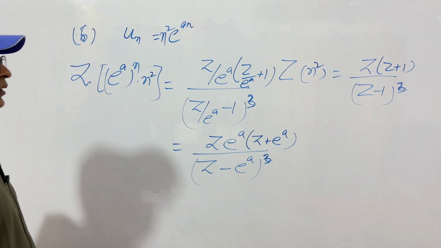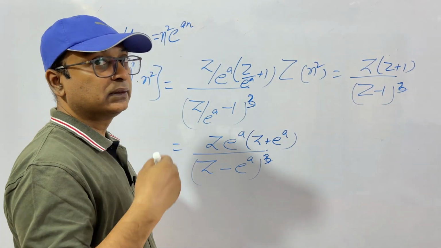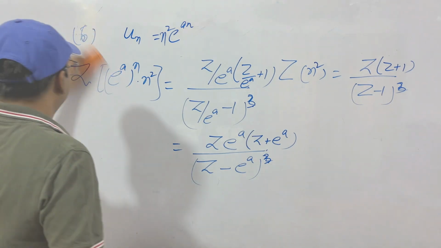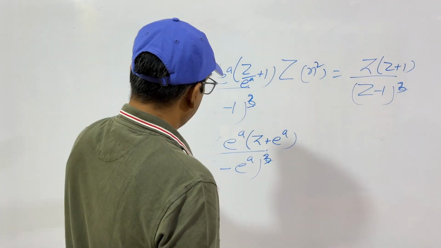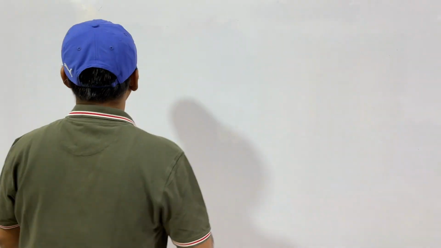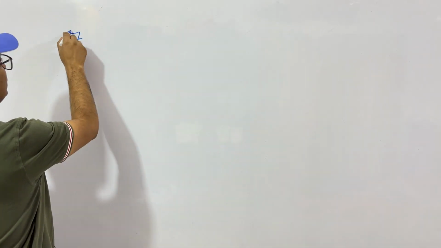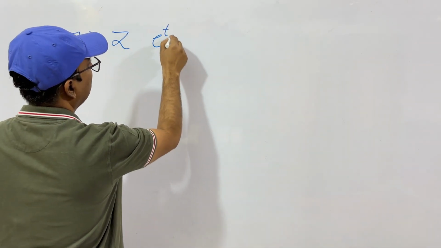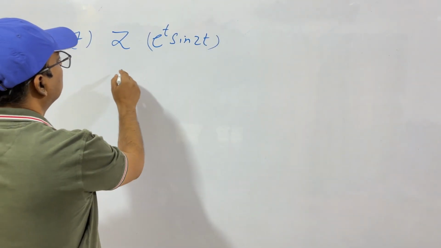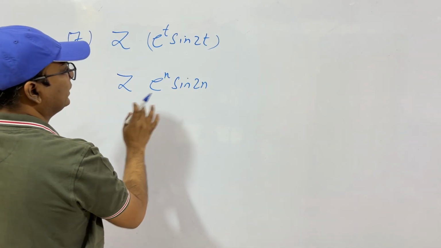Okay. So I think you have got how to proceed, how to take z transforms of different functions. Let's see one or two more examples. So let's see another typical example. If we have to find Z of e^t sine 2t. Don't get confused. It is as if you have got this e^n sine 2n. It is very similar to this.